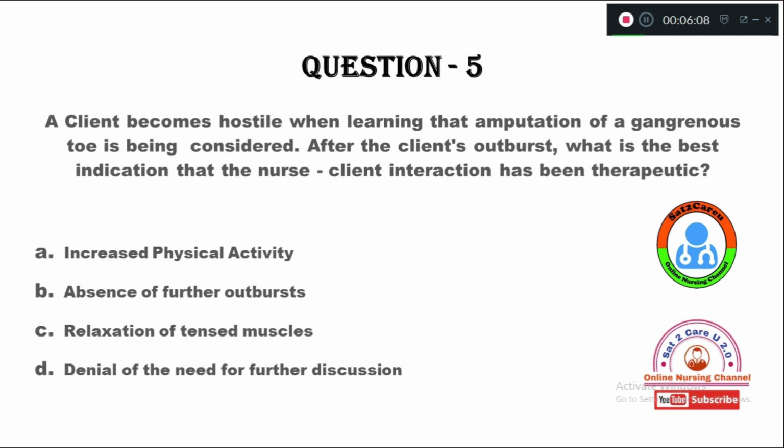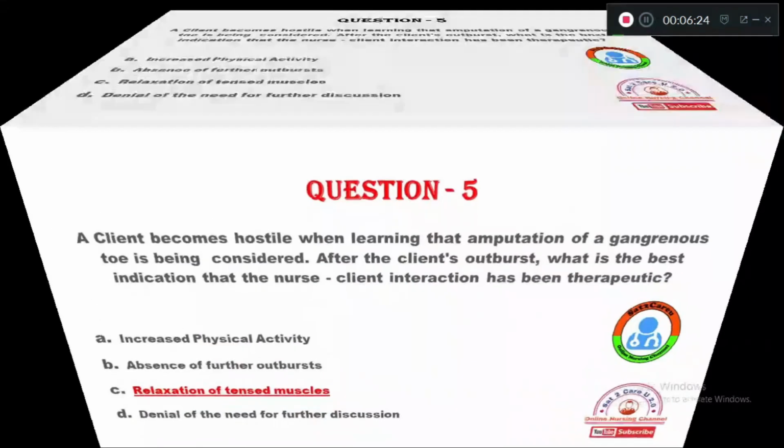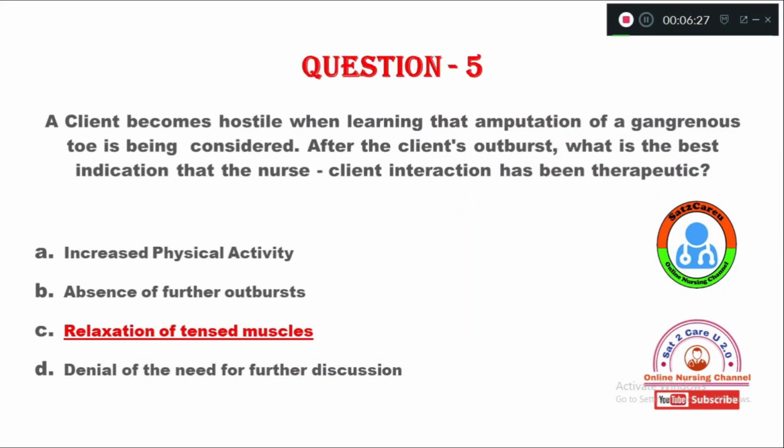So in this condition, when the therapeutic nurse-patient relationship is effective, the symptom you see in the patient will be option C, the relaxation of tense muscles. Initially, the patient gets hostile and has an outburst, but because of the effectiveness of the therapeutic nurse-patient relationship, the patient gets relaxed. That is evident by the relaxation of tense muscles.